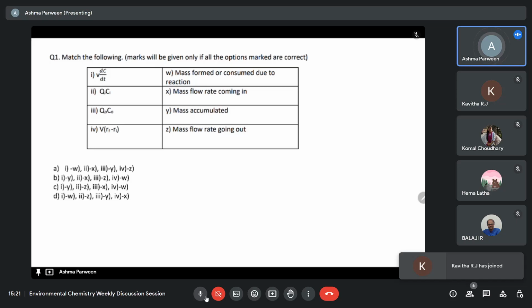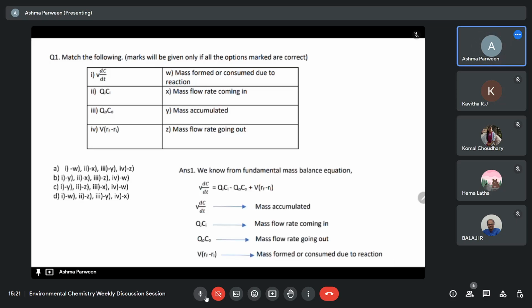So the correct option is B. We'll see V dC by dt. The overall mass balance equation is V dC by dt is equal to Qi Ci minus Q naught C naught plus V (Rf minus RL), where V dC by dt denotes the overall mass accumulated in the system, that is, the net mass accumulated. Qi Ci denotes the mass flow rate coming in.